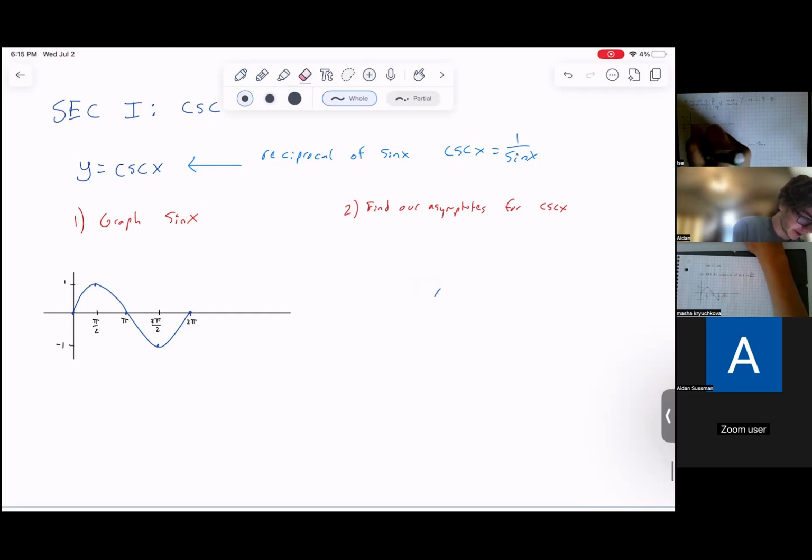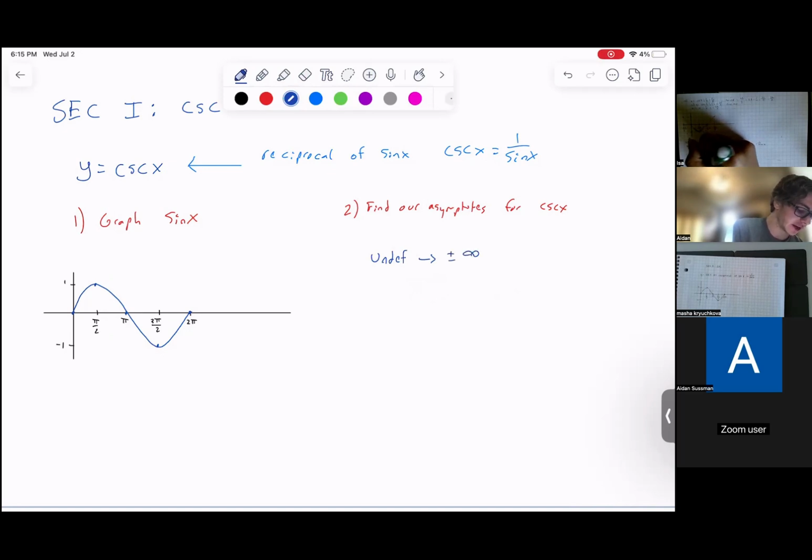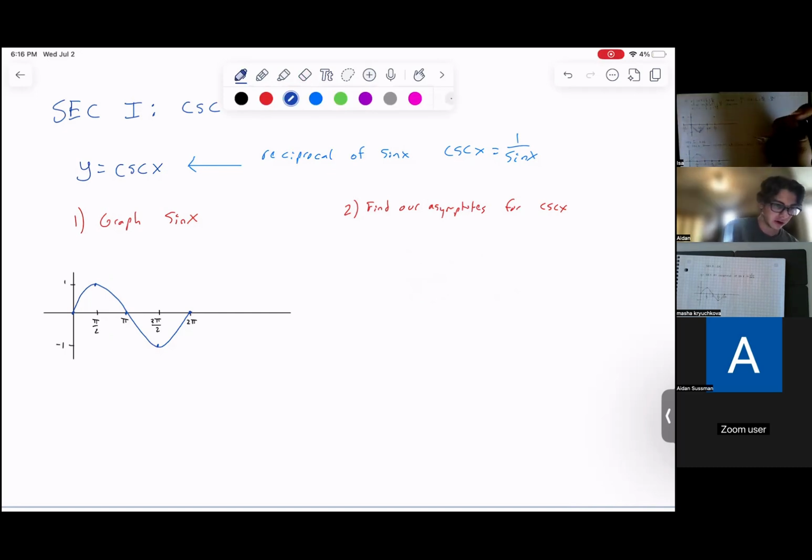So let me write it maybe like this. Is it undefined because it's 1 divided by 0? Yeah, but in the graphing world, anytime you have something undefined, it's actually either positive or negative infinity. That's what undefined means graphically. Anytime you divide by 0, what's actually happening is you are going towards infinity.